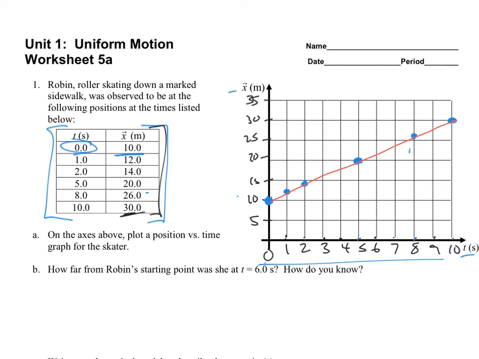So at time equals 6, if I follow time equals 6 up, I find the line, and wherever that point is, that's where she's at. So at 6 seconds, we know she's at about 22 meters. So at time equals 6, she's at 22 meters. How do we know? We graphed the line. We graphed the line to find it. And now we can move on to the next question.